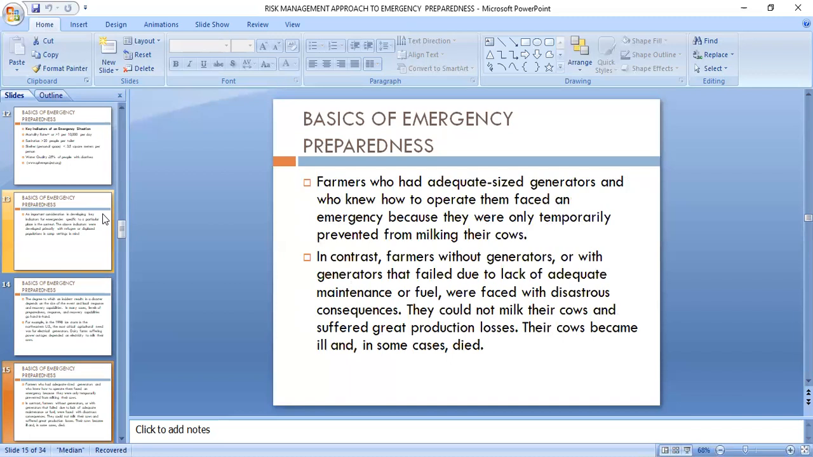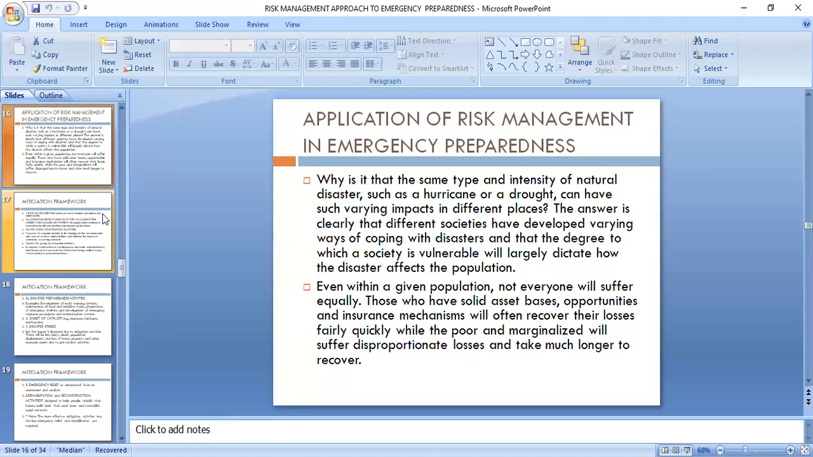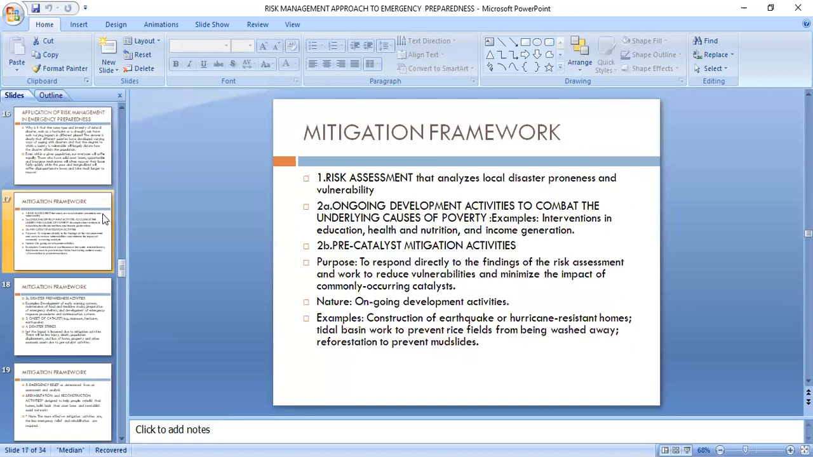But a lot of farmers that didn't have generators, or whose generators were in bad shape because they were not maintaining them, or there was no fuel, suffered great production losses, and in some cases those cows just died. So the same experience, the same emergency, but different results because the level of preparedness differed. So it is very important when planning for emergencies that we perform our risk assessment to know what we are exposed to and get ready.